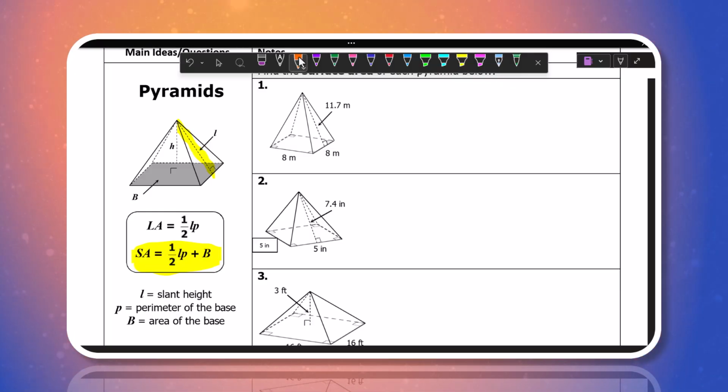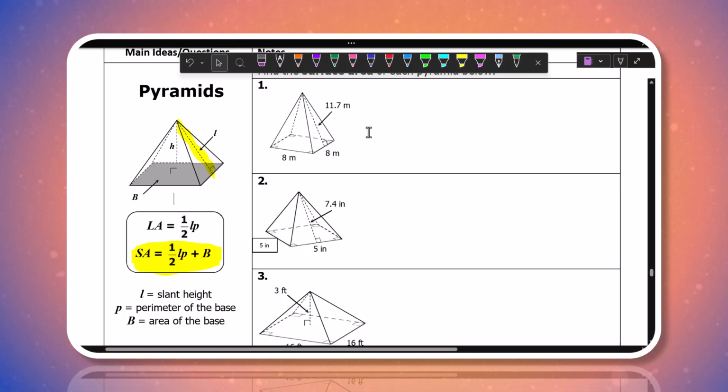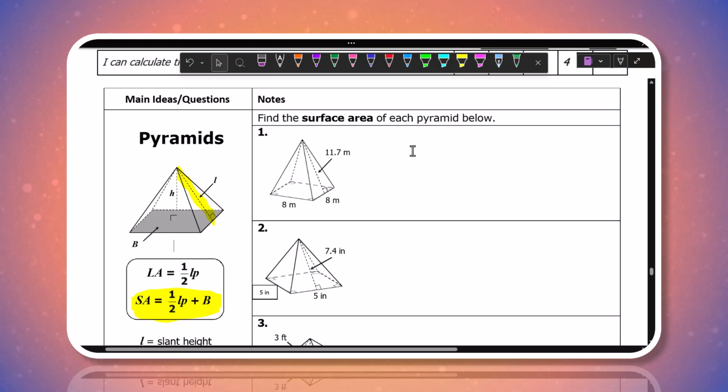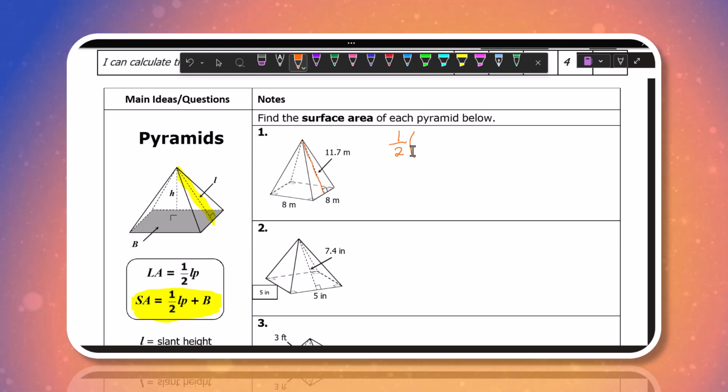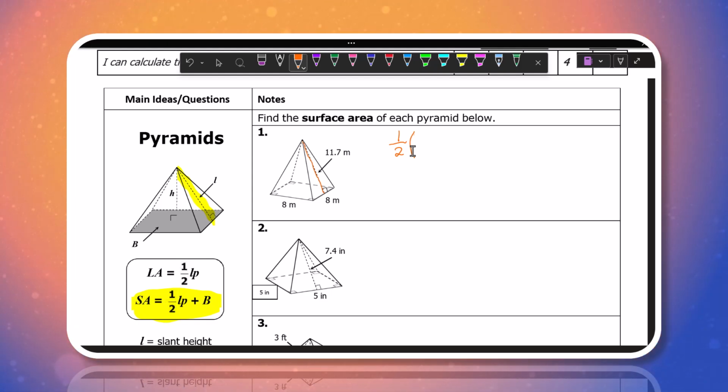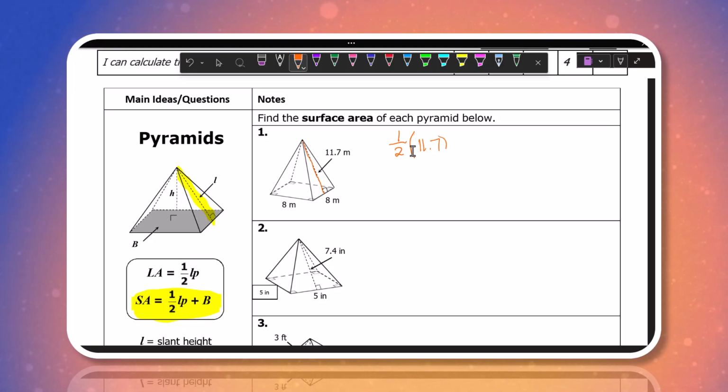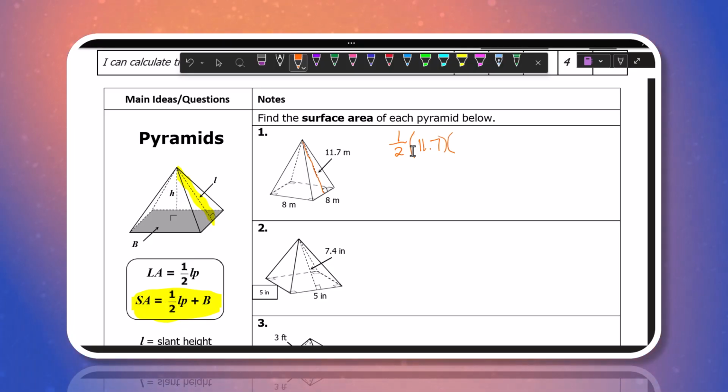Then, like before, we have lowercase p is the perimeter of the base, and capital B is the area of the base. So just like what we've been doing. So for the first one, we have 1/2 our slant height, which is the 11.7. This is our slant height from the point at the top to the base through one of the sides. So 11.7 times the perimeter.